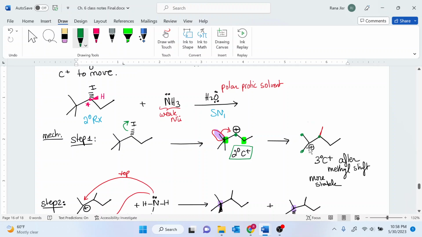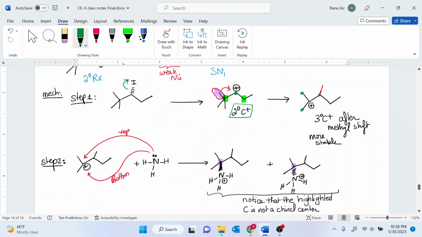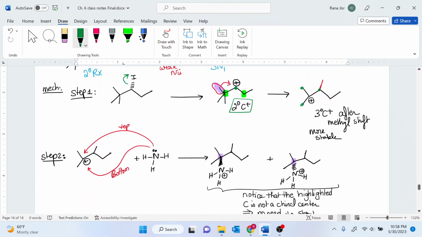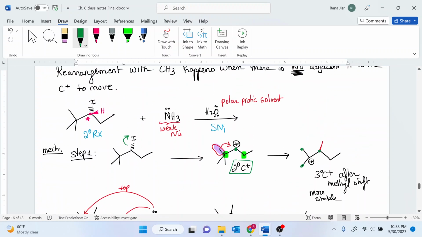This is after the methyl shift. It's this one that is more stable than whatever I had. So it's this one that I'm going to use in order to get to my product. So you take your carbocation now and you react it with the nucleophile. We agreed that NH3 is the nucleophile and the water is the solvent.